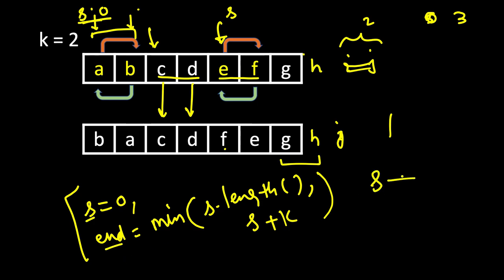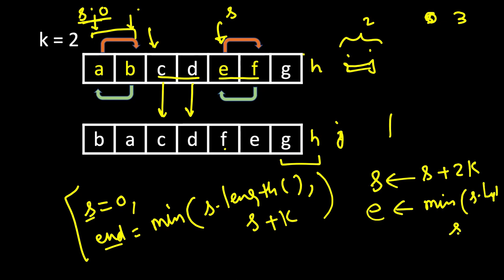Then s becomes s plus 2k and end becomes again min of s dot length and s plus k. So end is always k characters ahead of s, and we are always reversing between s and e. If s plus k overshoots, then it will be assigned the last character and we will reverse that part only. So let's write the code for this.